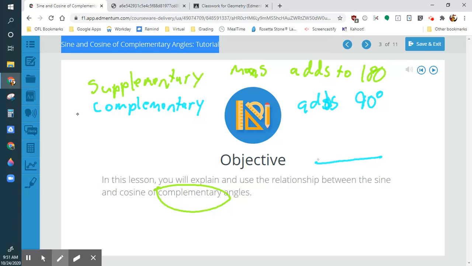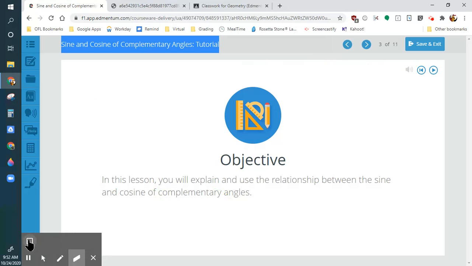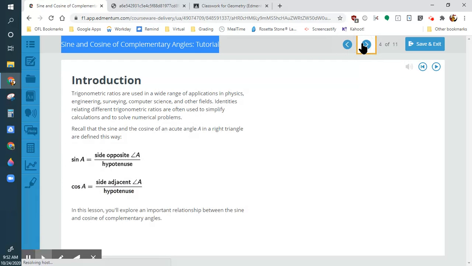And this is relevant because think about it this way. A triangle is supplementary, right? A triangle adds up to 180. But let's say one of these angles is already 90. Well, that means these two last angles have to add up to 90 no matter what. If this is 90 degrees, we only have 90 degrees between these two angles left. So let's get into how that's going to relate to sine and cosine.